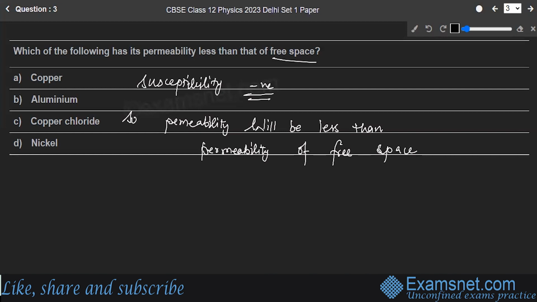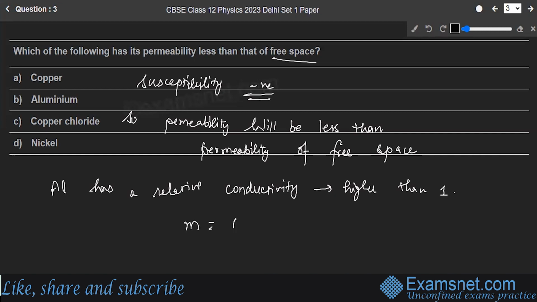So aluminium has a relative conductivity higher than 1. If I talk about aluminium, it has a relative conductivity higher than 1. The formula is given by E is equal to B upon H.